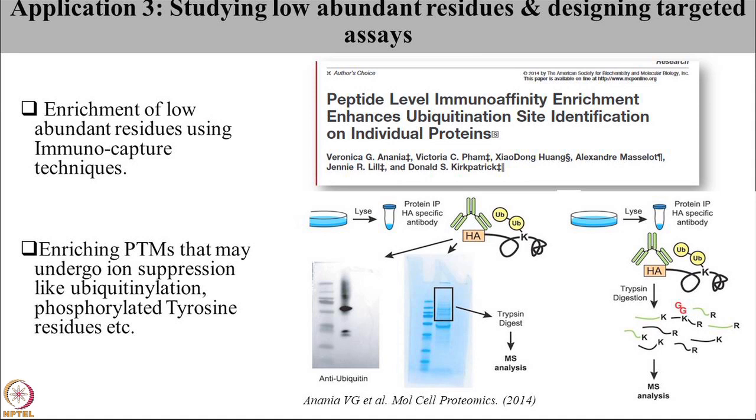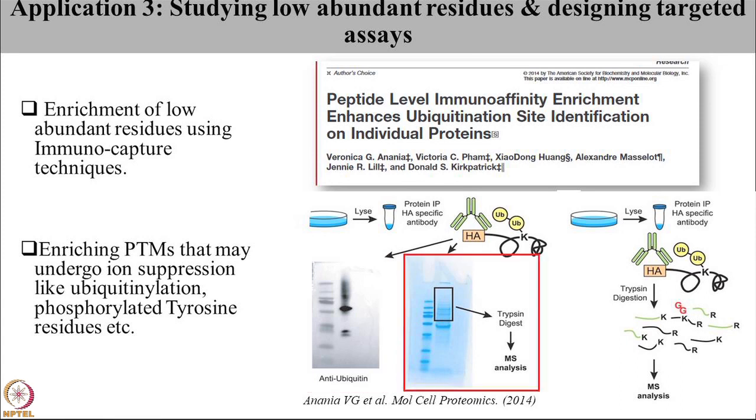So they have done peptide level immunoaffinity enrichment, enhancing the ubiquitinylation site identification on individual proteins. As you can see, first of all, they have monitored the ubiquitinylation using an anti-ubiquitin antibody. One of the steps before you proceed for IPMS is that you should check the response, or the number of residues present on the protein of interest, using a Western blot.